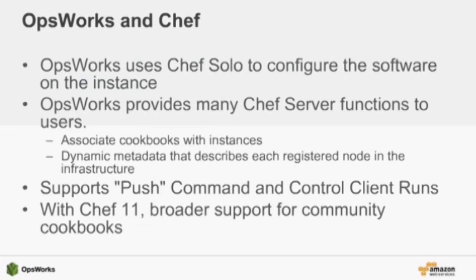We also support the ability to push commands and control client runs from the service. So you could push a recipe at any time to any instances that you want. This lets you perform specific tasks, like maybe you have some sort of runbook automation for when you have certain alarm types, and you may need to do things like bounce a web server. All those things can be automated and performed centrally from the server. And then, of course, with the Chef 11 announcement that we made a couple weeks ago, we give you broader support for community cookbooks.